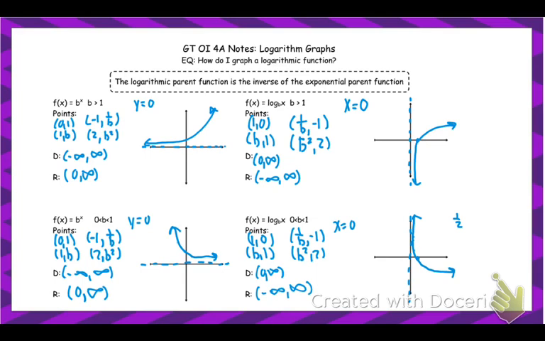All right, so this is your log parent function. Again, depending on the base, the shape may look different, but it's still going to kind of have those 4 main points. And again, that vertical asymptote. That's really the important thing to remember here, is that the log graph has the vertical asymptote, the exponential function has the horizontal asymptote.